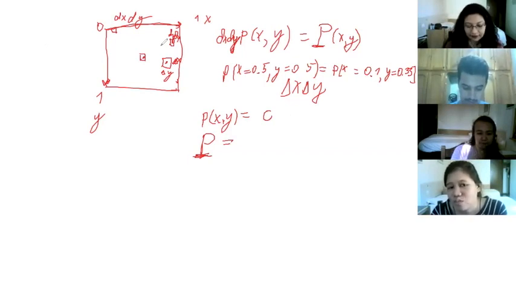I think c should be less than 1. Why? Is it the small area, no? What?